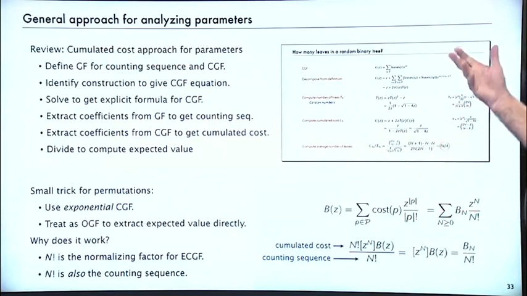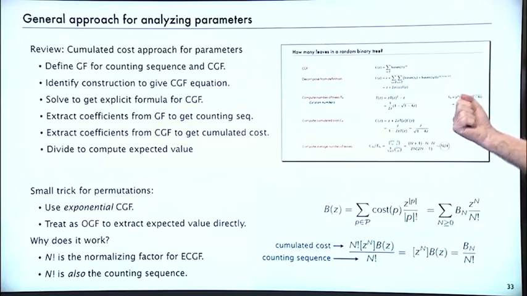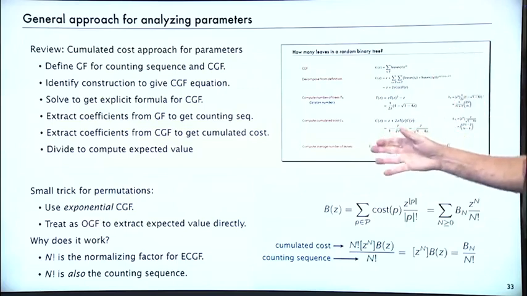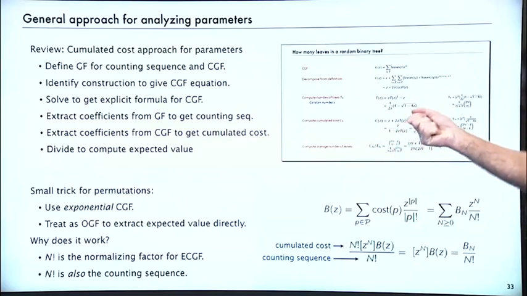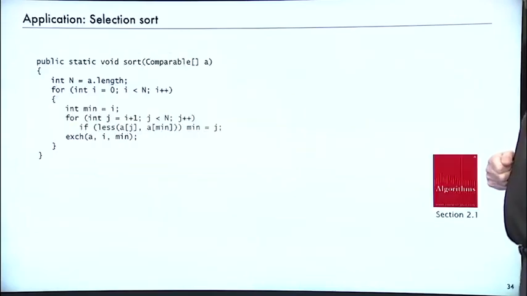So that's what we're going to do: work with an exponential cumulated generating function, but then when it's time to extract coefficients, we'll just extract the coefficient of z to the n and immediately get the average value of the parameter.